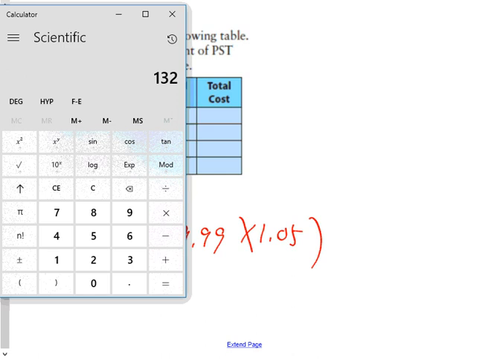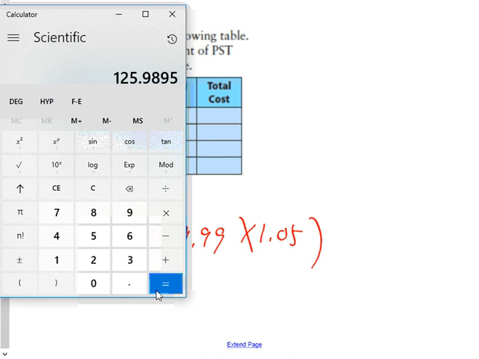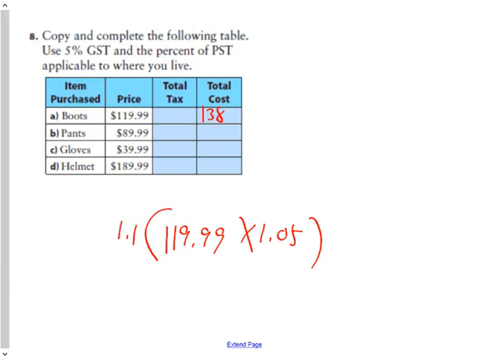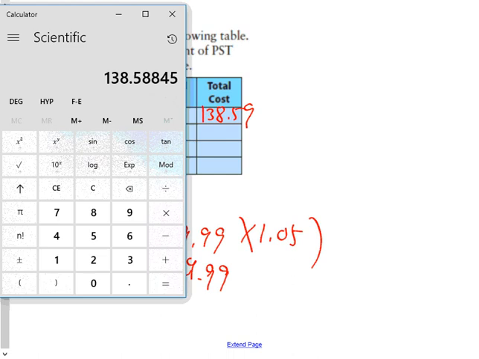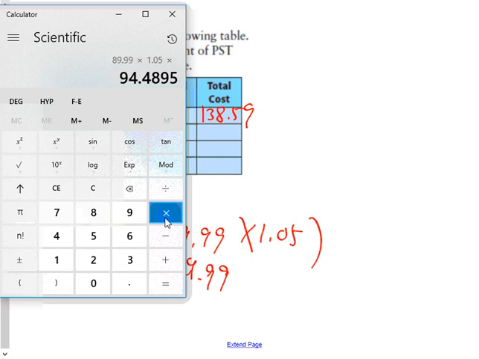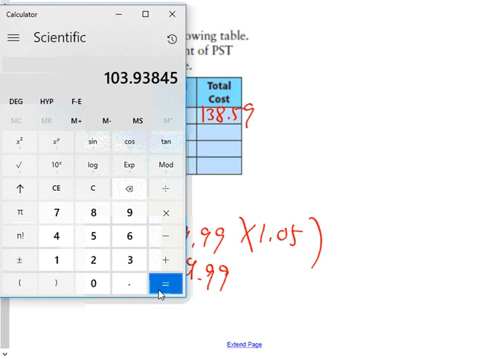And if I take my calculator, 119.99 multiplied by 1.05, the cost with GST is that, and the cost with PST is that, so therefore we're going to use 138.59. I guess we didn't do total tax, but that's okay, we don't have to. For pants, same thing. The only difference is I'm changing it into pants. Multiplied by 1.05. Multiplied by, oh, not by 4. That would be a lot. 1.1. Final cost is 103.94.